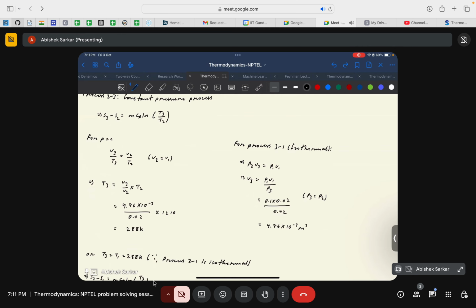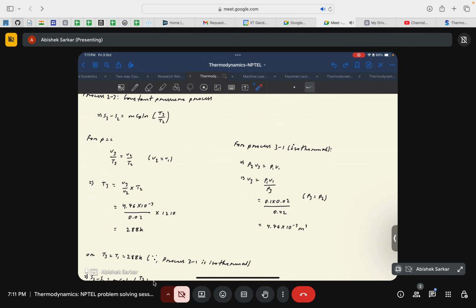Since process 1 to 3 was isothermal, if you recall from the question, we can write P3 V3 is equal to P1 V1, or V3 is equal to P1 V1 by P3. And since process 2 to 3 is an isobaric process, a constant pressure process, P3 would be equal to P2. So from that you can easily get V3 is equal to 0.1 times 0.02 divided by 0.42, or 4.76 into 10 to the minus 3 meter cube. So that's how you can find V3.